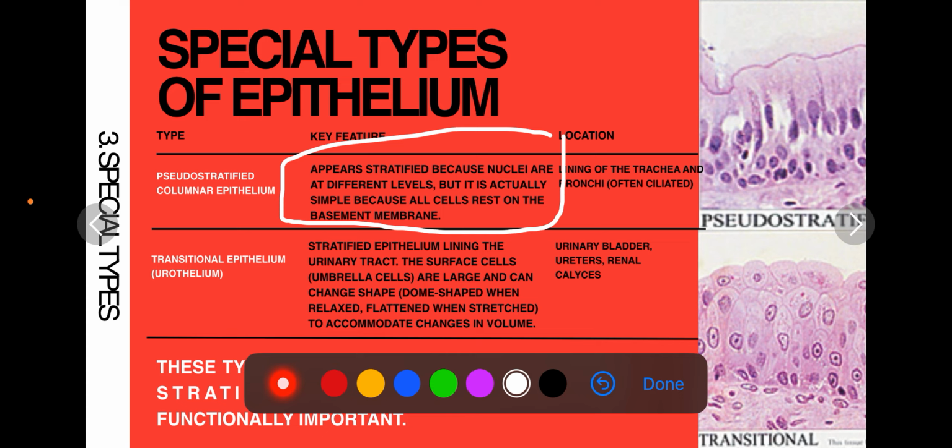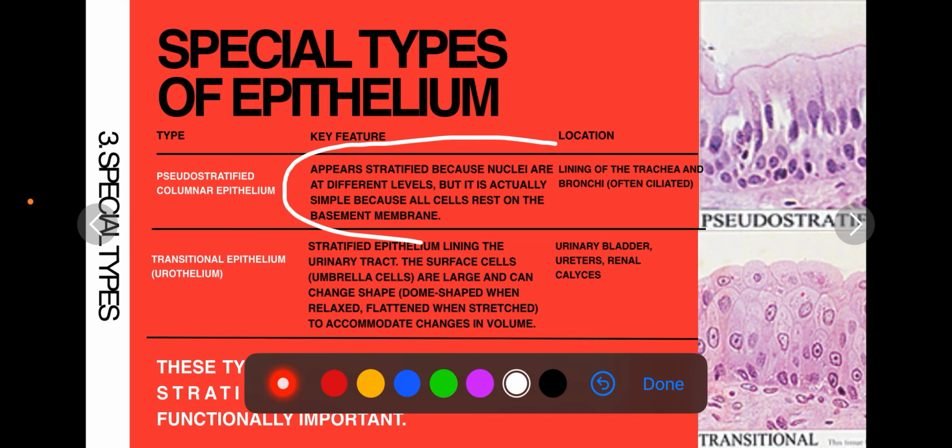So you see it, you think there are multiple. When we say stratified, it means multiple layers, okay? So as we are looking here, we think that these are multiple layers, but they are not. Every cell here is one. It is one layer, by the way. So it's simple. It is not stratified. That is why they say pseudo-stratified. It is simple, okay? So they are mentioning here, but it is actually simple.